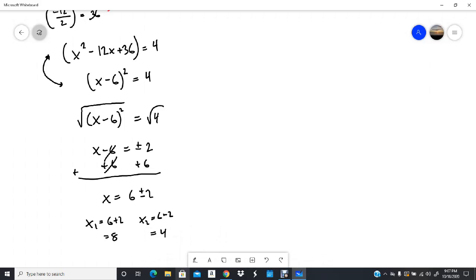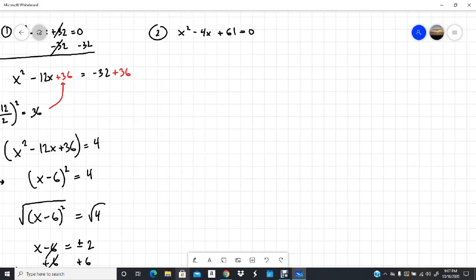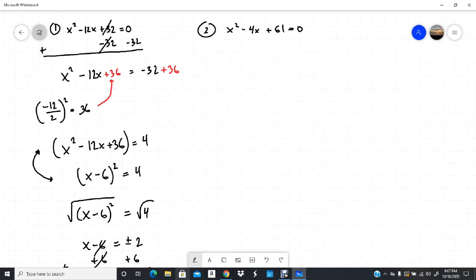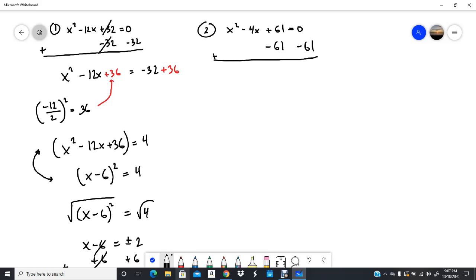Let's take a look at the other question. We're going to take the 61 to the other side by subtracting it. X squared minus 4x equals negative 61.